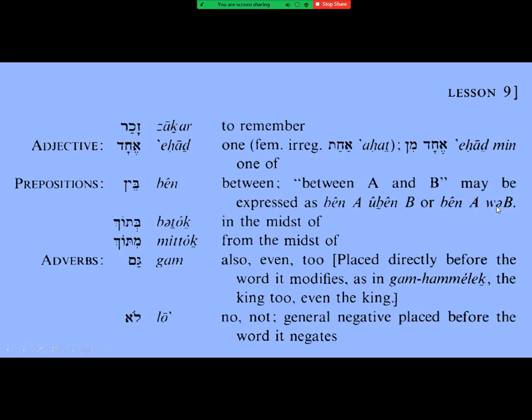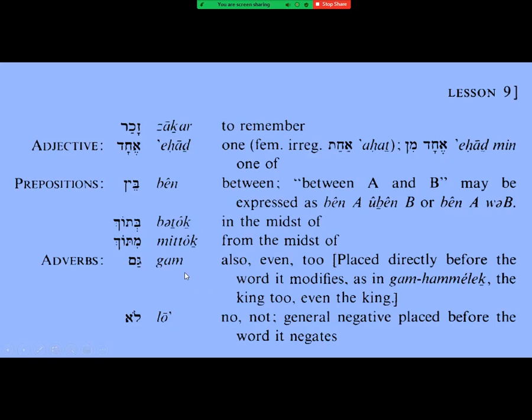So the would be "and." So you either say "between A and between B," or just "between A and B." Okay, batok is "in the midst of." Mitok is "from the midst of," from the middle of something.